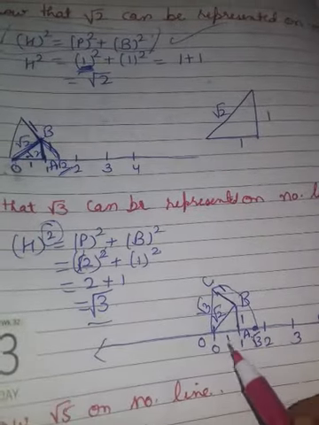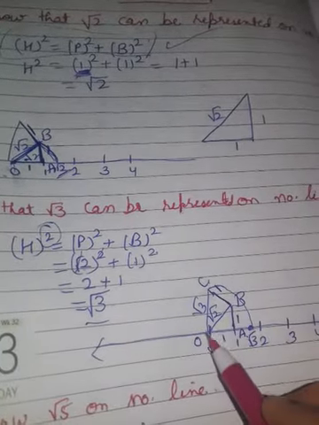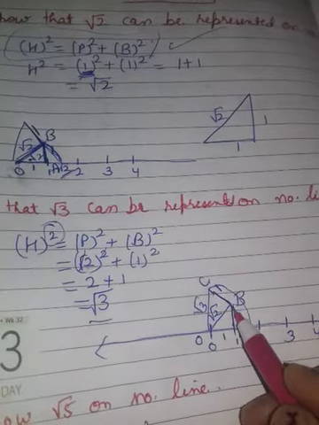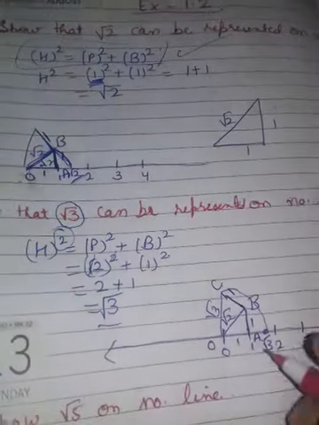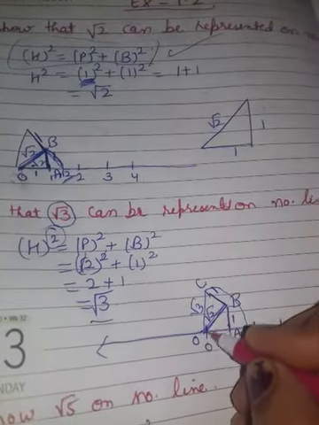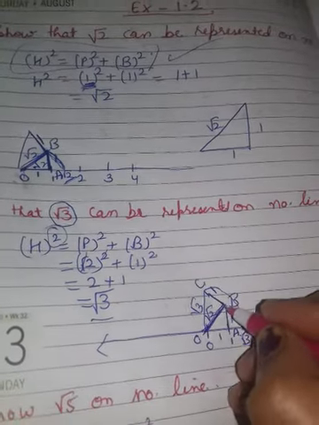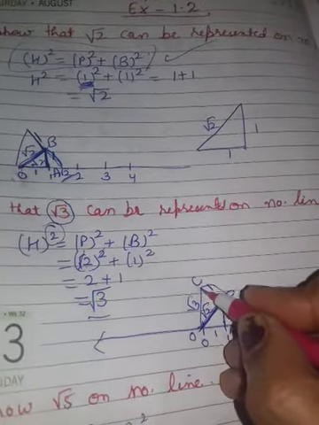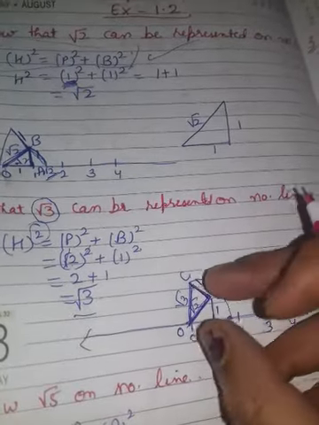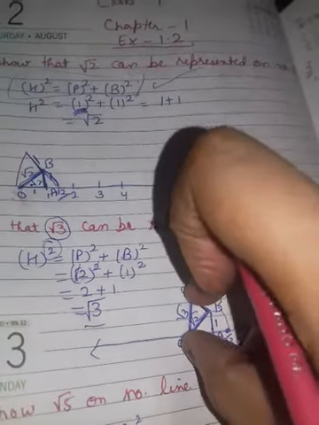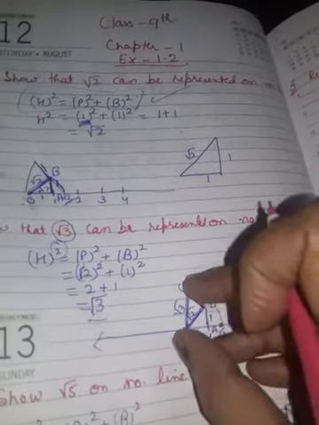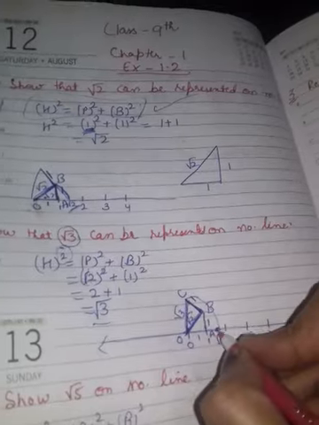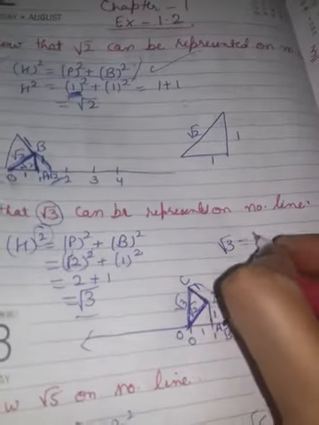In this manner, if you have to draw root 3, then you will take root 2 as the base, but your perpendicular is fixed. Then root 3 you will create. Now you will open your compass to this length and draw an arc with radius root 3. In this manner you will get it, and you know the value of root 3 is 1.73.